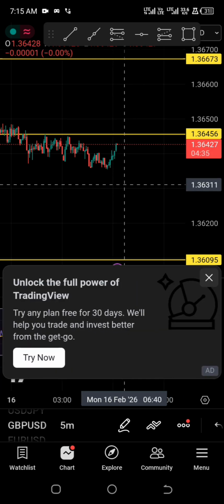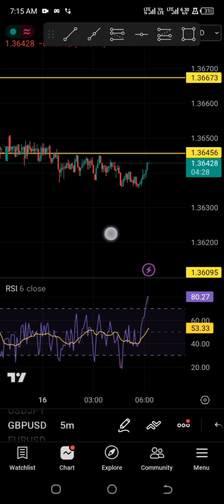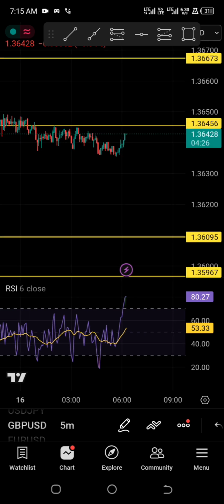So in this group, we have so many strategies that we trade. Today we are going to be trading simply supply and demand.